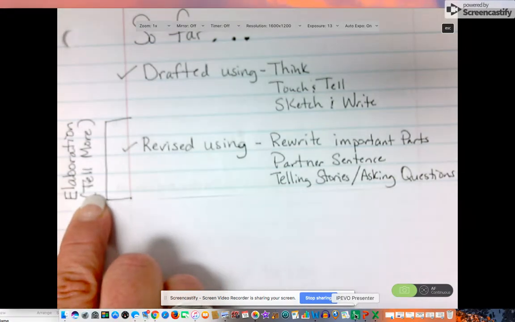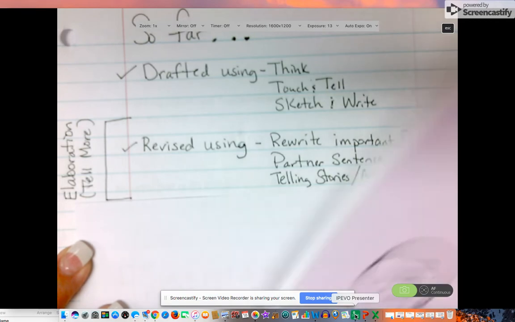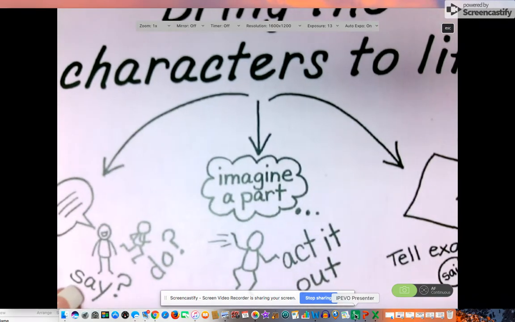Today, we're going to try something to help us not tell more, but to make it more vivid and more clear and just bring it to life so that it plays as a movie in someone's head. Now, how we're going to do that, here's our anchor chart. Let me make this bigger.